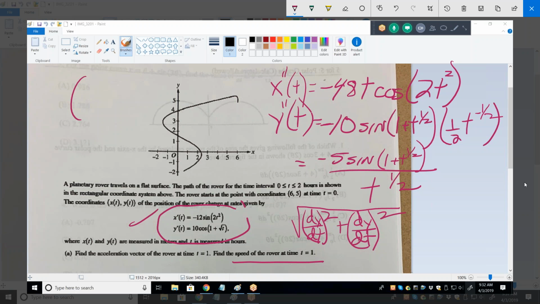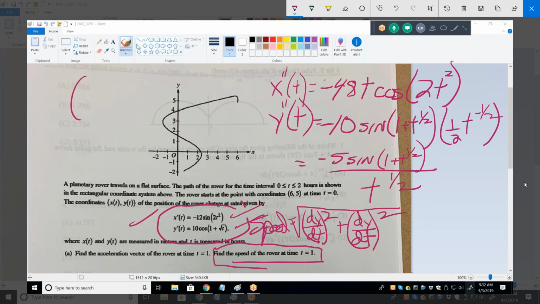To find the speed of the rover, we're going to square that, square that, add them together, take the square root of it, and then substitute 1 for t, and that's going to give us our answer? That'll give you the speed, yes. And then the acceleration is just completely different. I think it's just a two-part problem.